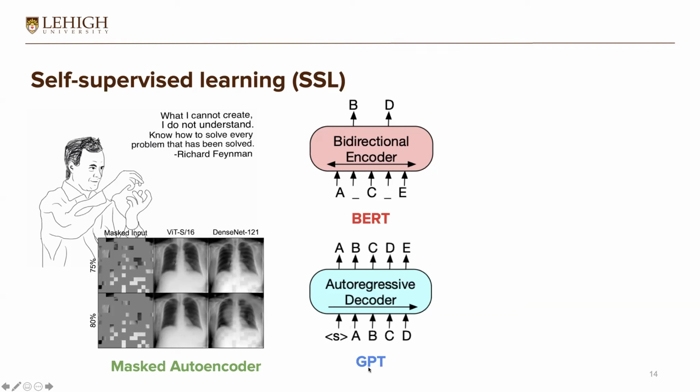And GPT, you should definitely be more familiar with this terminology nowadays because of ChatGPT and GPT-4 and the following models based on this technology. But the difference compared with BERT is that it uses an auto-regressive decoder instead of a bidirectional encoder.